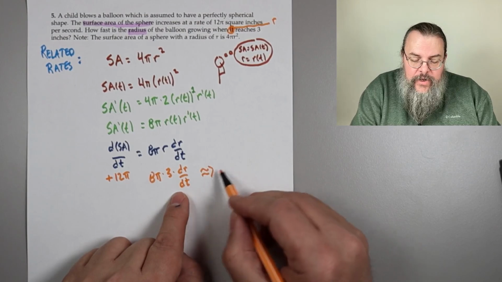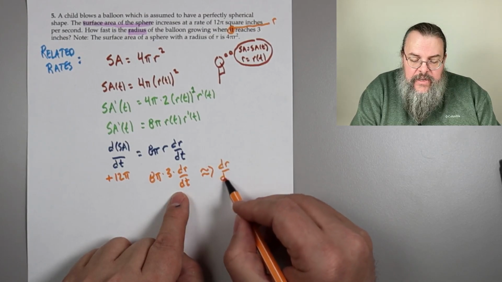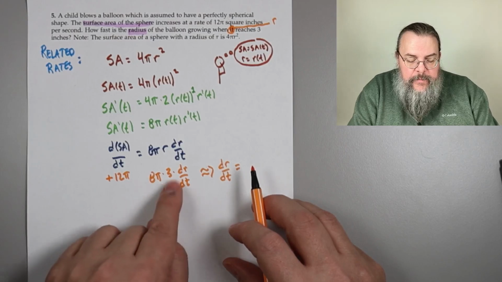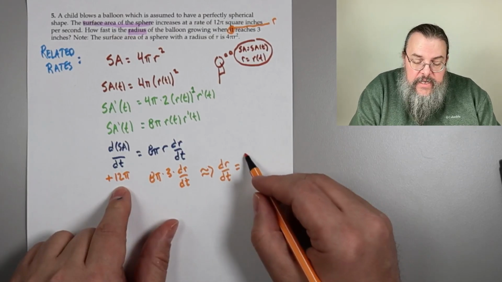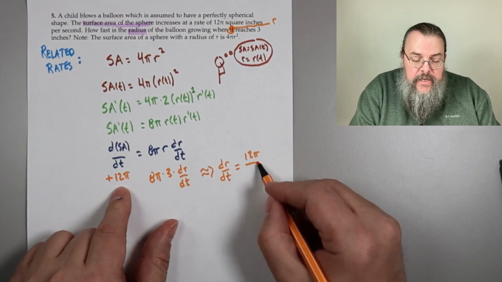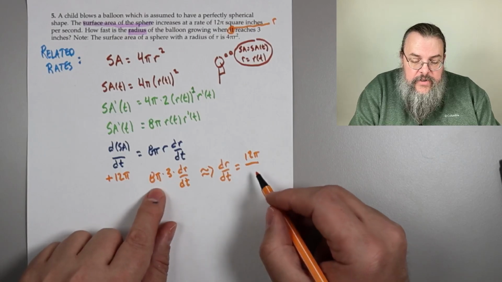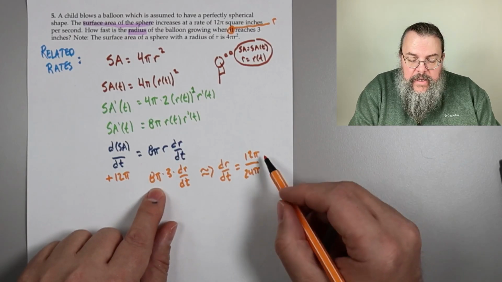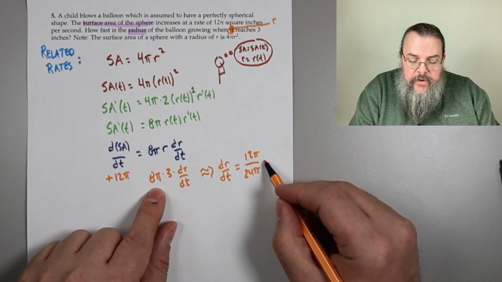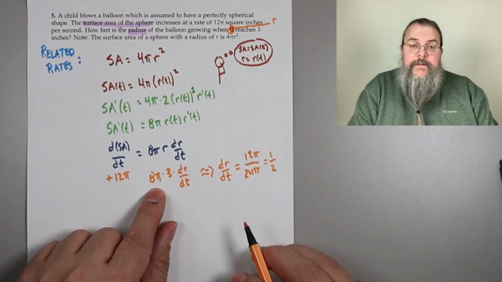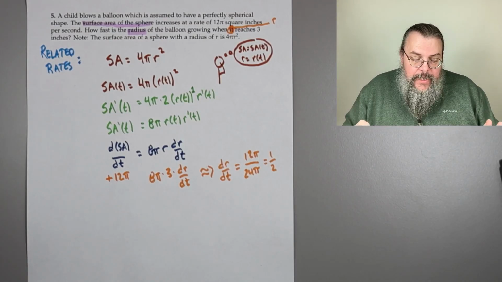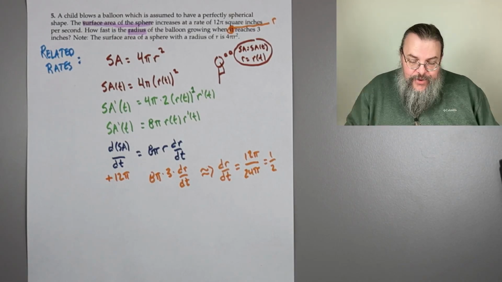So we say, okay, move things around. dr/dt, what do we have? Well, we have 8 pi times 3. We have 12 pi. So we have 12 pi over 8 pi times 3, that's 24 pi. And the pi's cancel. 12 over 24 is 1/2. All right. Now that's actually the answer if we didn't care about units.